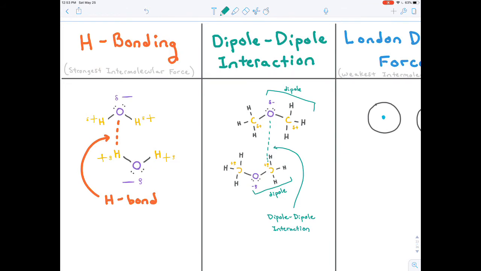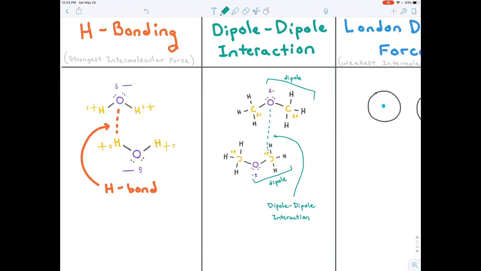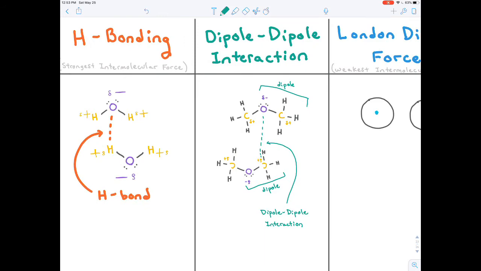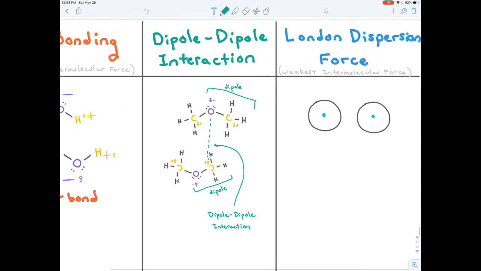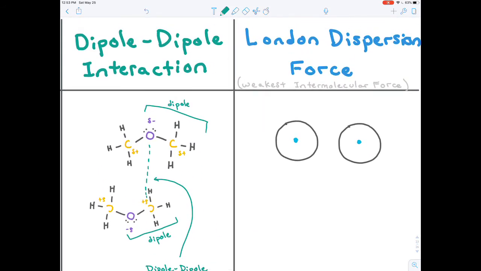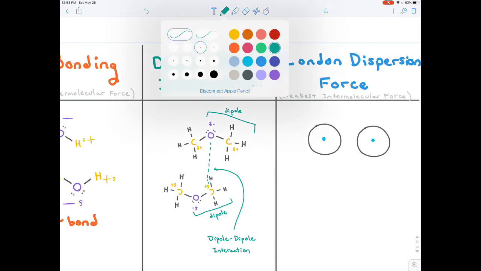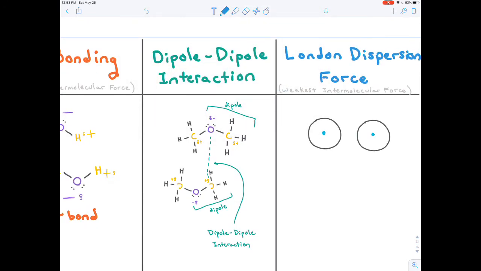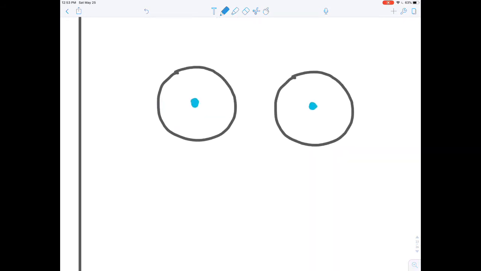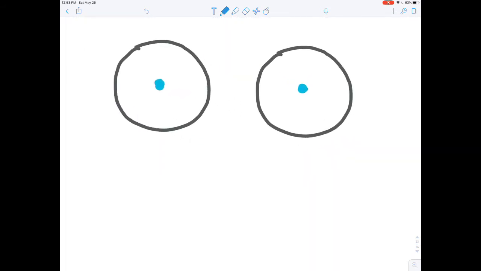So those are two intermolecular forces. Because they're making two molecules stick together, intermolecular. But hydrogen bonding is the strongest, and then dipole-dipole would be the next. The weakest is called London dispersion forces. And these happen in every molecule all the time. They are not the result of differences in electronegativity.